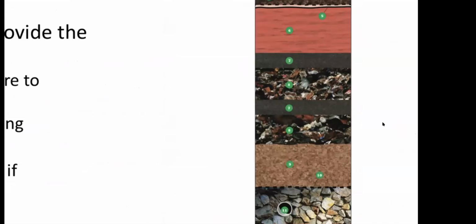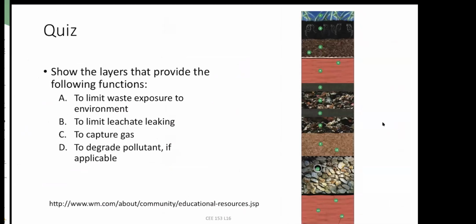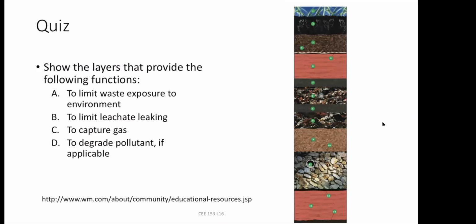So can anybody tell me the first one: to limit waste exposure to the environment, which are the two layers you need? It's hard to say, so let me write the numbers here: 1, 2, 3, 4 here, 5 here, 6, 7, 8. It's based on what type of layer you have. 10, 11 is this. If you can read, that's why I'm writing it here. This is 13, 14. So can you identify the numbers that limit the waste exposure to the environment? Which are the two layers? Which does that?